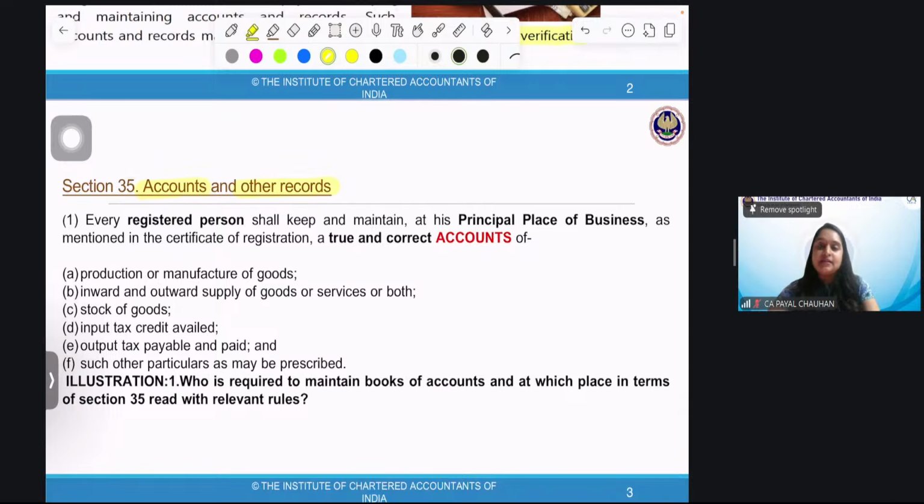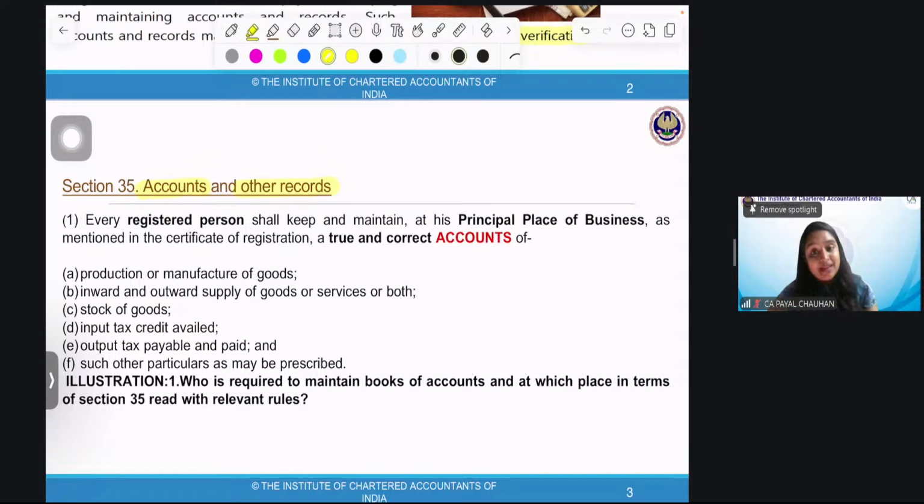First of all, we'll see what accounts will be maintained, and after that, we'll see if there are other records, additional accounts, additional documents which need to be maintained. So, section 35 comprises two elements: the main books of accounts, and the other documents, other accounts, other records which will be asked as per the rules. Did you understand the heading? It's a combination of two words, the accounts and other records.